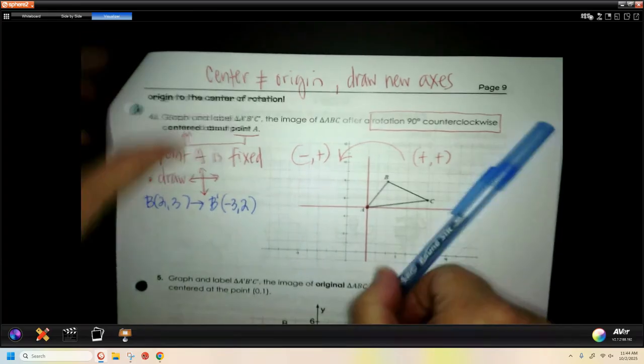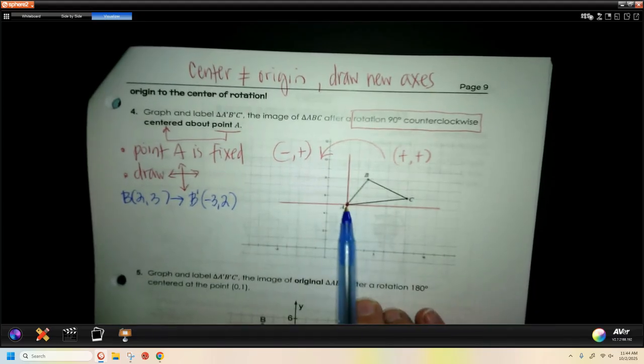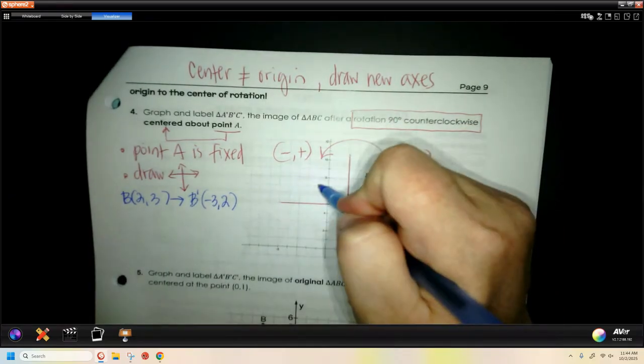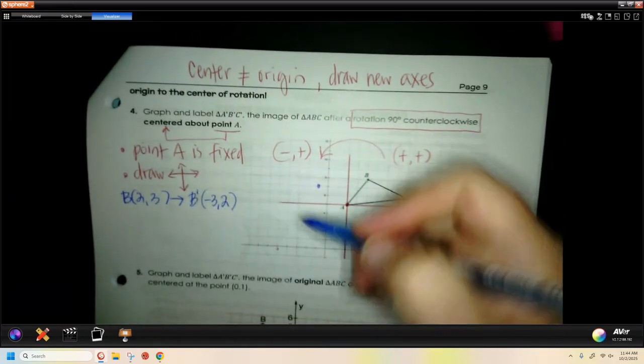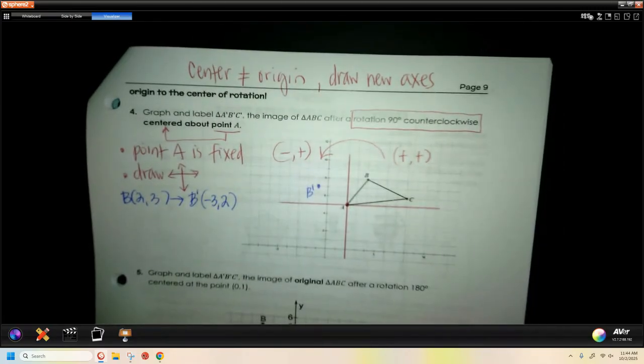So you see, if I turn my paper, do you see how C is pointing up? That's what it's going to end up being. B is going to be farthest to the left. So I'm going to go to A, and I'm going to go back 3 and up 2. I'm ignoring the normal axes, and I'm just going to put B prime on here.